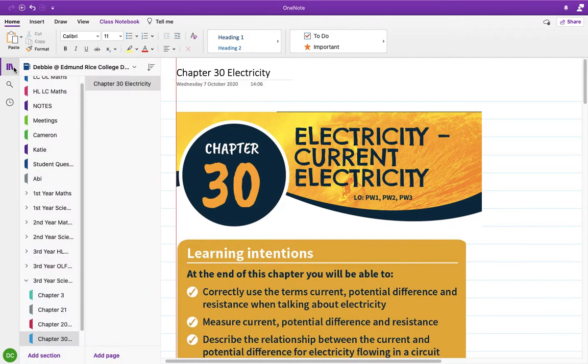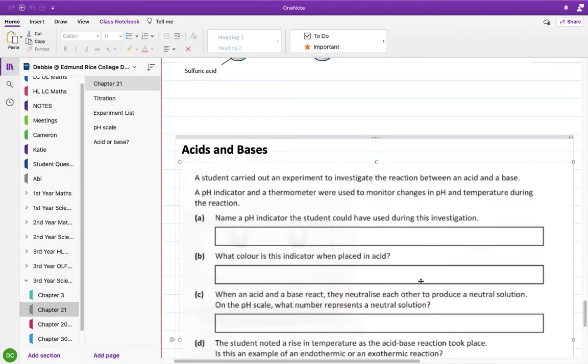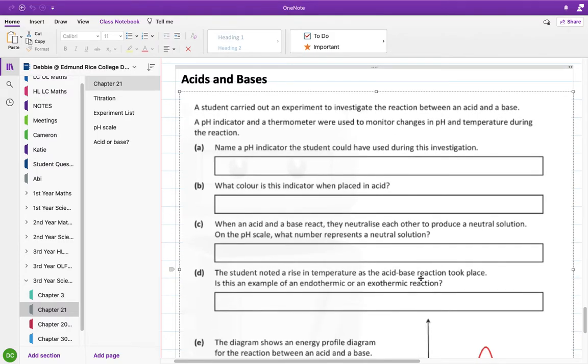Okay, so where were we? Chapter 21. Yeah, so I gave you the acids and base question, so I'm going to give you the solutions to these. It was an exam paper question, so I'm going to give you the answers to each of these.